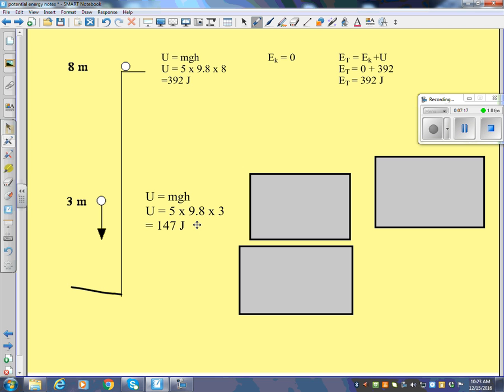Oh yeah, 5 is our mass, right? 5 times 9.8 times 3. So this distance here is 3. So it still has 147 joules of potential. Has it gained any kinetic? How do we know? Because it's moving. How much kinetic has it gained?